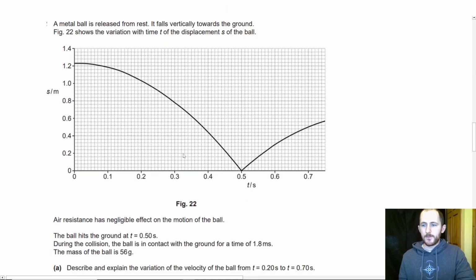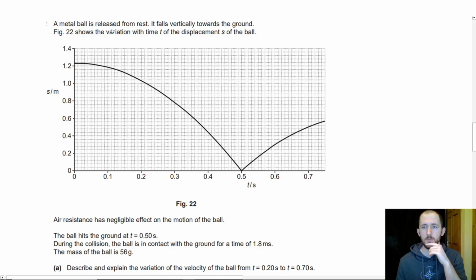Okay. This is one of our first graph questions. So if you have a look, it looks like a combination of a few different pieces. So we have a metal ball released from rest. It falls vertically towards the ground. And figure 22 shows the variation with time t of the displacement s of the ball. So what's happening here? Well, it starts off at 1.25 meters above the ground, something like that.